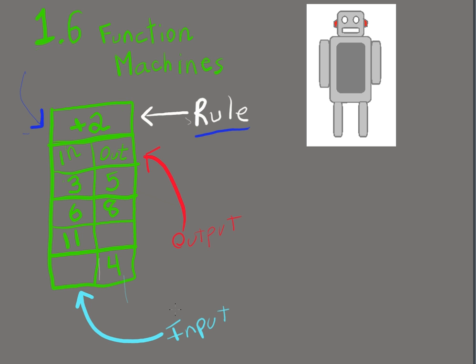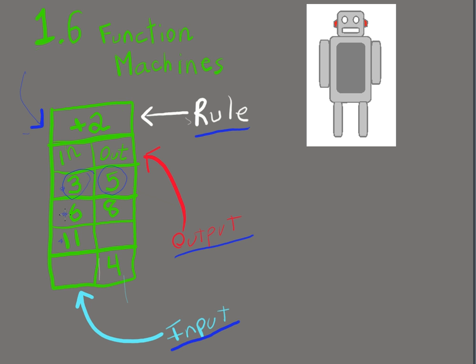Then there's two other important things. There's the input. The input is what's being put into the function machine. So you see here we have a 3, a 6, and a 9 that are being put into the function machine. And then we also have an output. The output is what comes out of the function machine after the rule. So for example, here the input, you're putting in a 3, you add 2, the rule, and then your output is a 5.